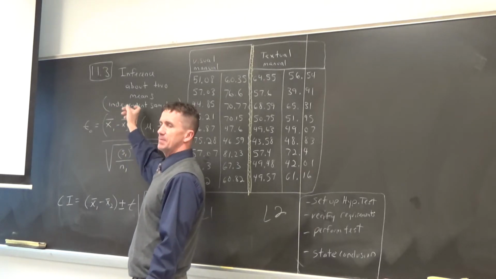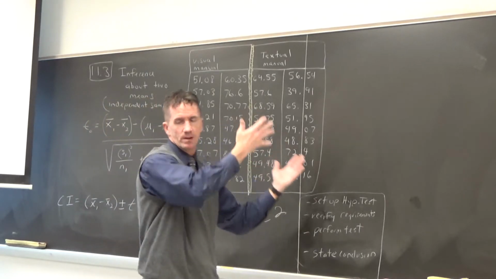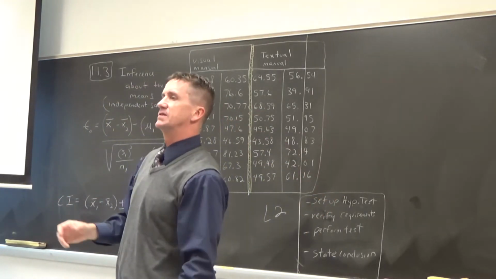In this case, these are independent samples. So one group of people can be just men, another group could be just women, and they can be randomly placed in these two groups.